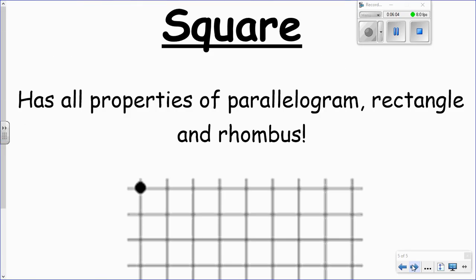And then let's talk about a square. A square has all the properties of a parallelogram, rectangle, and rhombus. So you just put everything together. Opposite sides are congruent and parallel. Opposite angles are congruent. Consecutive angles are supplementary. Diagonals bisect each other. They also have four right angles and the diagonals are congruent. They have four congruent sides. The diagonals are perpendicular and the diagonals bisect opposite angles.